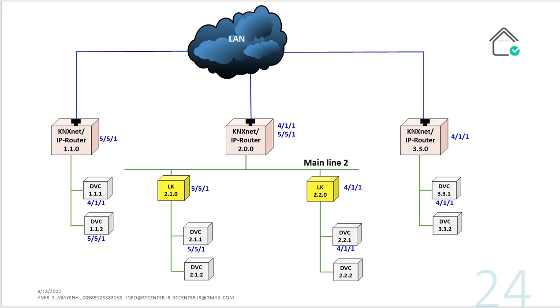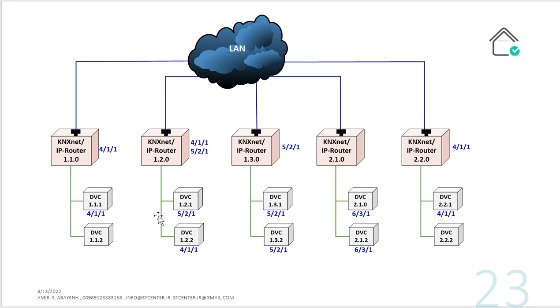Of course, the book said you can use a combination. It means in some areas you replace the line coupler with a backbone coupler, okay, like here, area number 2, and the whole of the area is based on twisted pair. But in some areas you can replace the line coupler with an IP router. It is possible, but this topology is highly recommended in KNX.